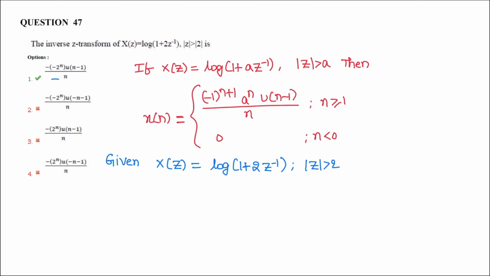Next question. The inverse z transform of X of z is equal to log of 1 plus 2 z inverse, mod z greater than 2. So we know that if X of z is equal to log of 1 plus a z inverse for mod z greater than a, then x of n is minus 1 power n plus 1 a power n u of n minus 1, by n for n greater than or equal to 1, and it is 0 for n less than 0.